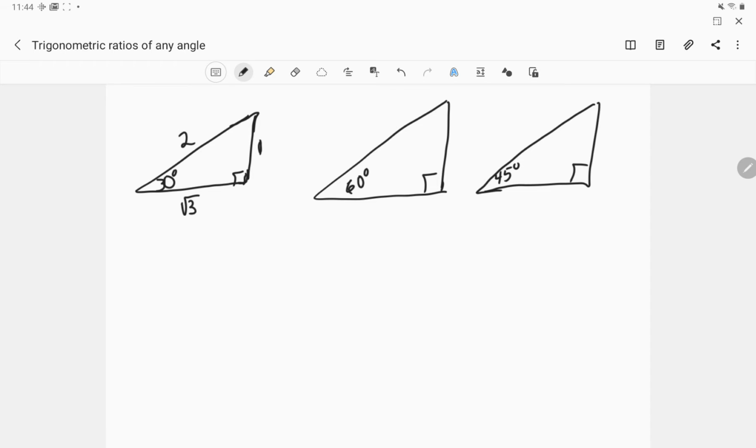In a 60-degree triangle, we're going to have the same numbers, but they're in different places. The 2 is still the hypotenuse, but now the adjacent side is 1, and the opposite side is root 3. In a 45-degree triangle, this side is 1, this side is 1, and this side is root 2. These are things you just have to know. So I would write those triangles down somewhere. You just have to know those triangles.